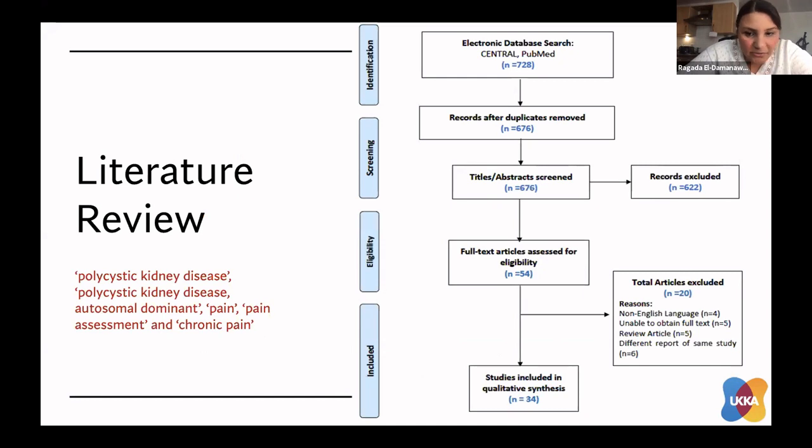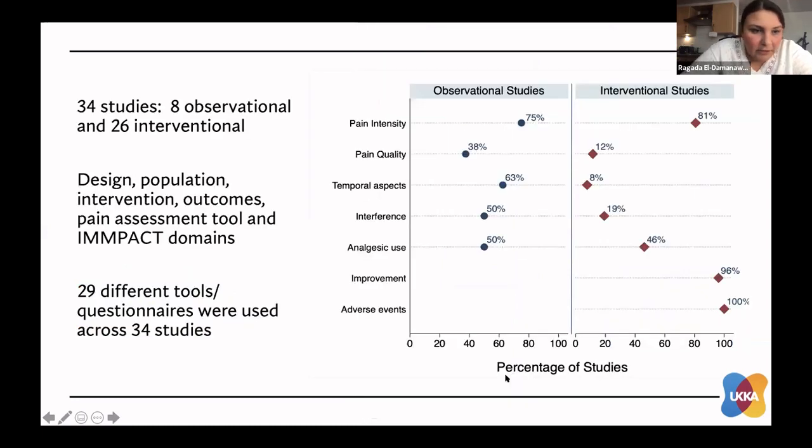The first step is that we conducted a literature review looking at all the observational and clinical trials which had included pain assessment in ADPKD patients. We screened 728 studies and ended up with 34 studies which were included in the qualitative synthesis. It won't surprise you that over 34 studies, there were 29 different tools being used to measure pain. They ranged from just asking about pain frequency to intensity, to using generic tools, to attempting to use more ADPKD specific questions.